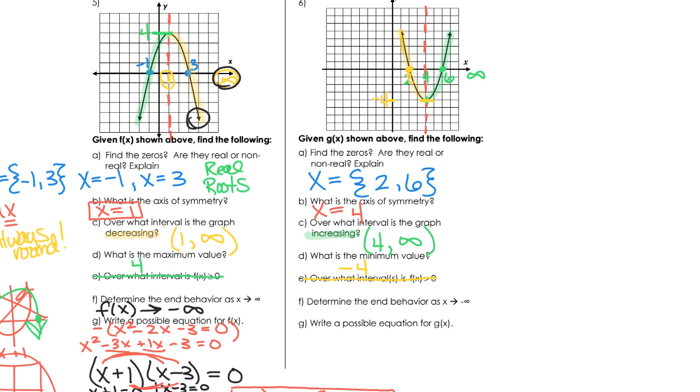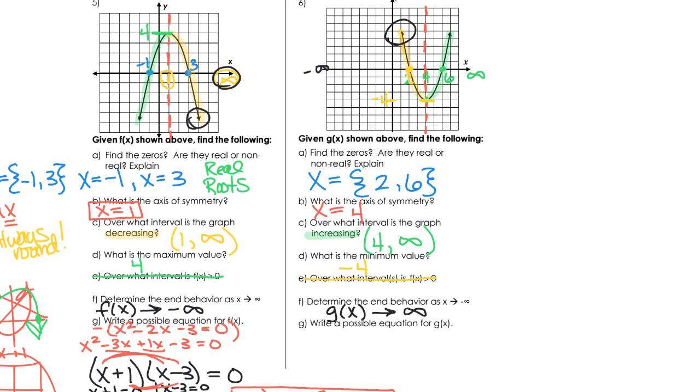And then part F says determine the end behavior as x approaches -infinity. As x approaches -infinity for x's is over here. So we're looking at this end. And we're going to go ahead and say that g of x is approaching, and it's going up. So we'll say infinity.